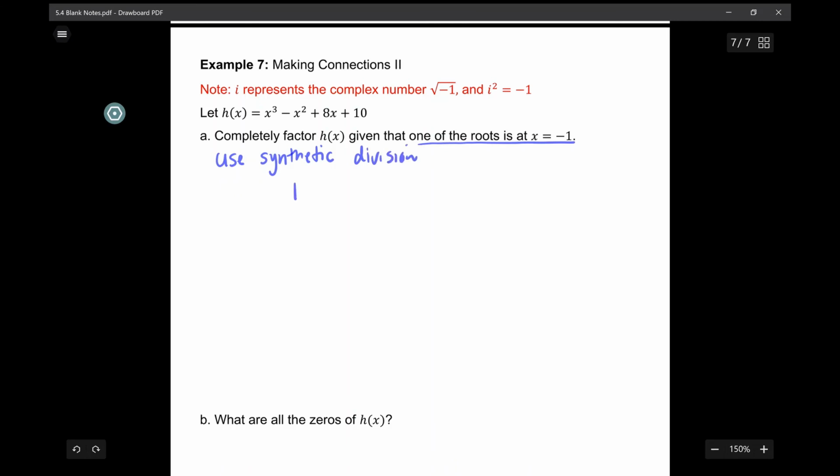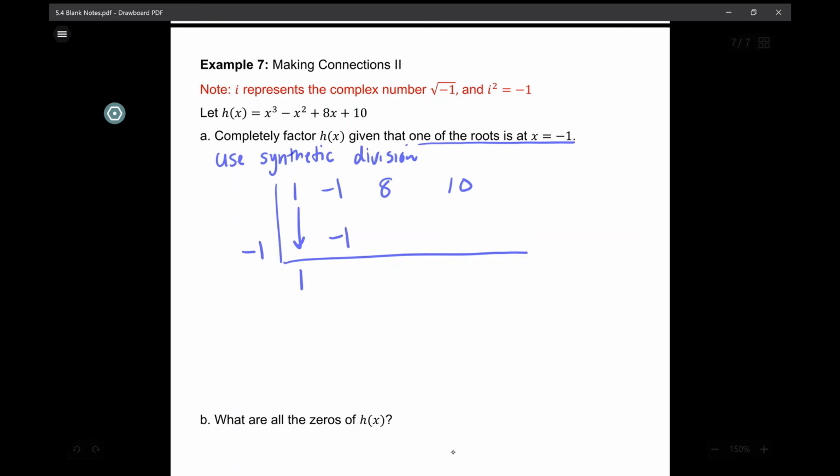So 1x cubed, oh, I should draw my little bar first, minus 1x squared plus 8x plus 10, and my root is -1. So you bring the 1 down. 1 times -1 is -1. These negatives sometimes mess with me. -1 plus -1 is -2. -2 times -1 is 2. Okay, I think I messed up somewhere. Oh, no, I'm good. 8 plus 2 is 10. 10 times -1 is -10. 10 plus -10 is 0.